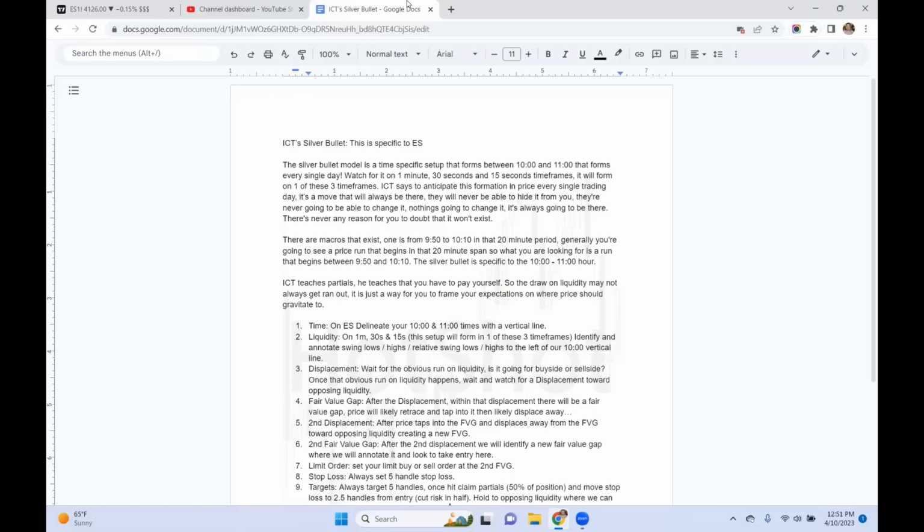And ICT teaches partials. He teaches that you have to pay yourself. So the draw on liquidity may not always get ran out. This is just kind of a disclaimer. It may not always get ran out. It is just a way for you to frame your expectations on where price should gravitate to. Because I know somebody was commenting like, it doesn't run out liquidity every single day. And yeah, ICT does mention that it won't always do that, but that's why he teaches partials. And you're targeting a 5 handle profit, 5 handle stop loss, 5 handle take profit is what he says.